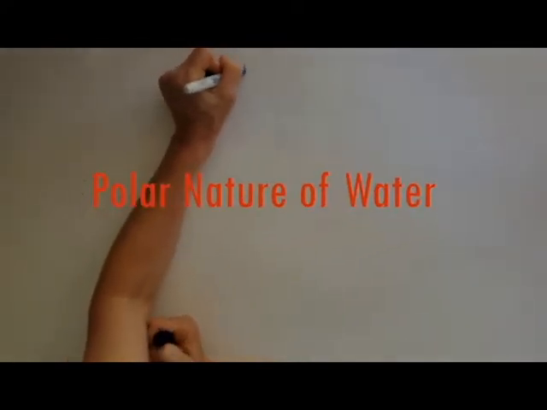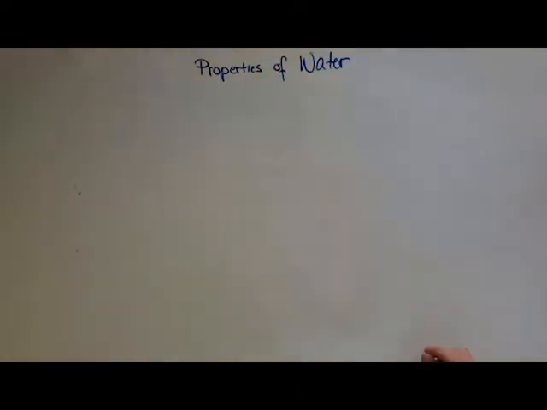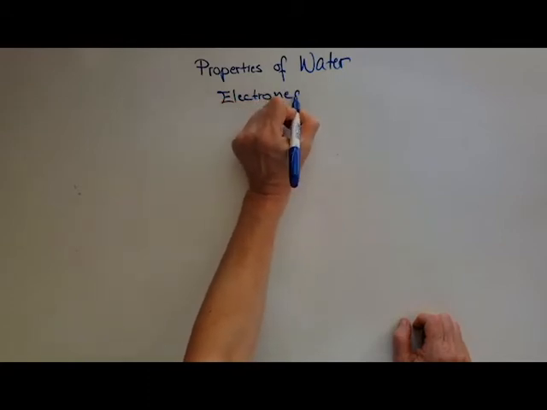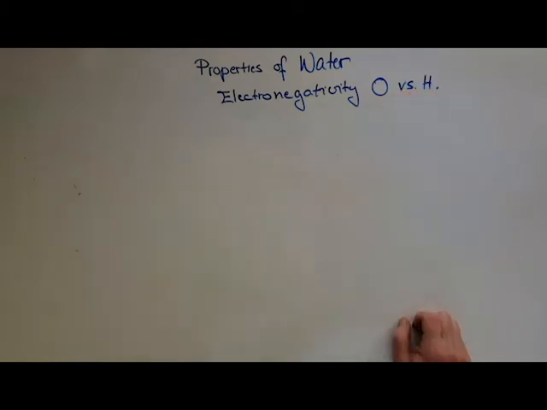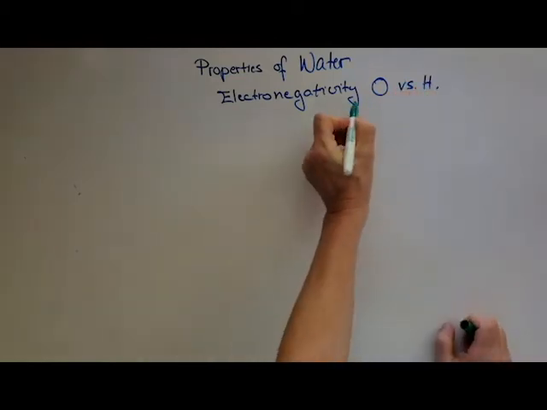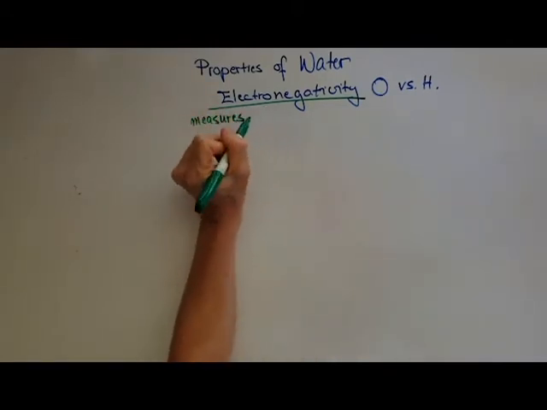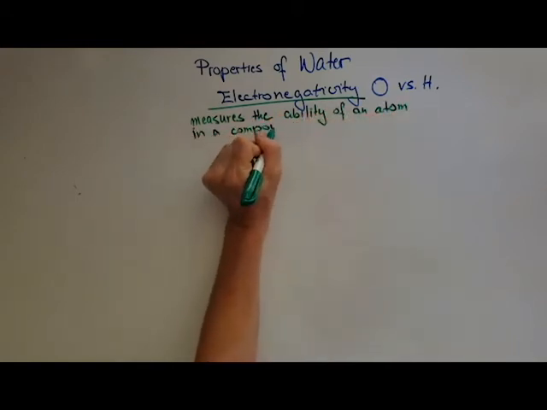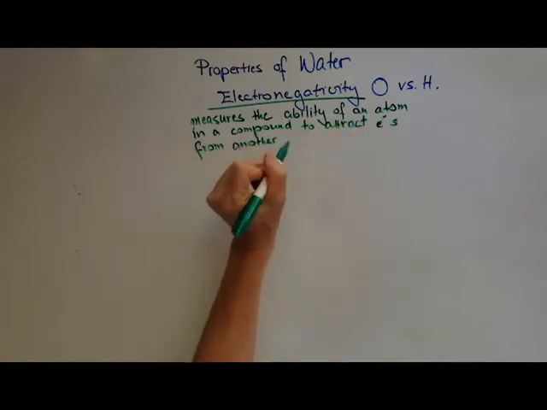Properties of water. To understand the nature of water, we have to reach back a little bit to our chemistry knowledge and review what electronegativity is and how electronegativity of oxygen and hydrogen relate to each other. What is electronegativity? It measures the ability of an atom in a chemical compound to attract electrons from another atom in the same compound.